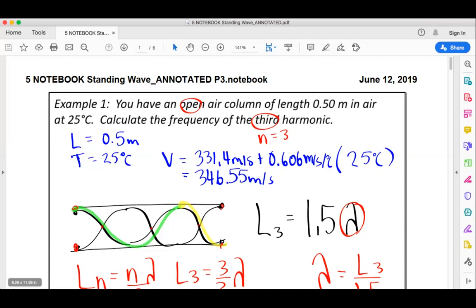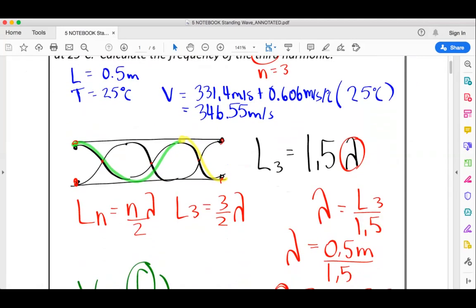So I'm going to draw an air column, and I'm going to draw the first harmonic, which would be that, and then the second harmonic, which would be that, and then the third harmonic, which would be that. So for the third harmonic, this is the diagram. And do you see how it's 1.5 wavelengths? So 1.5 wavelengths is 3/2 lambda. Notice that's the same answer you would get if you subbed into your equation, L_n equals n lambda over 2. It's the third harmonic, so L_3 equals 3 lambda over 2.